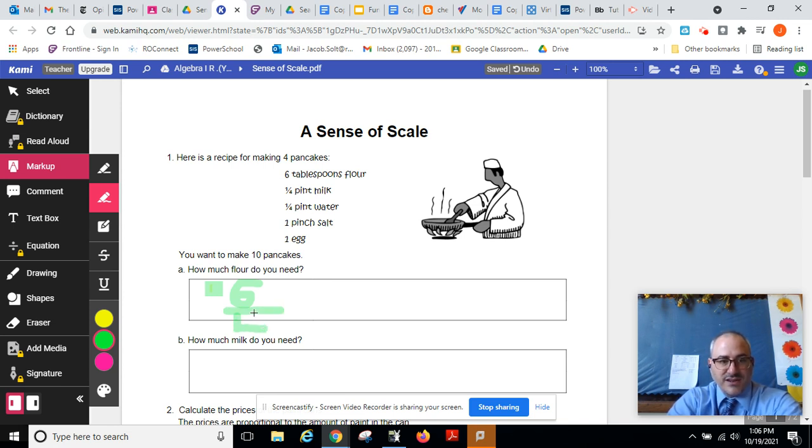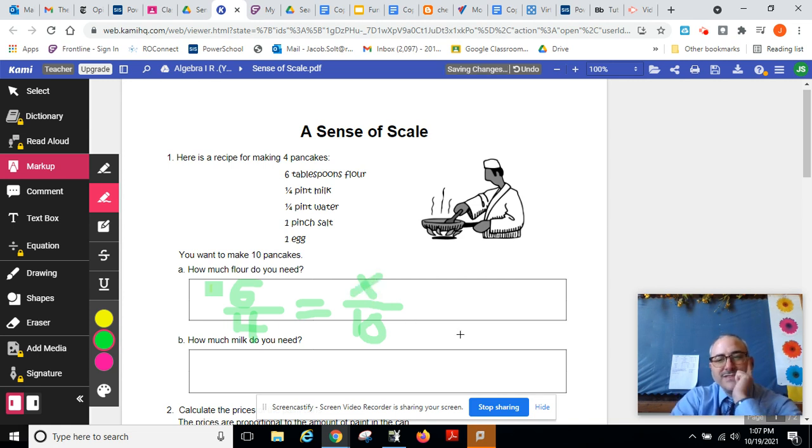6/4. So what does the 6 represent here? The 6 is how many tablespoons of flour I need for 4 pancakes. The 4 is how many pancakes 6 tablespoons of flour makes. All right, I need an equivalent proportion, equivalent ratio. But for 10 pancakes. So I'm going to need to put a 10 over here, and I want to know this number up here. What would this number be? So I'm going to give it a variable called x.